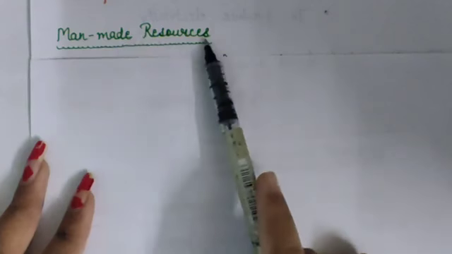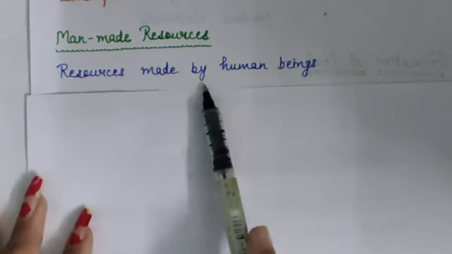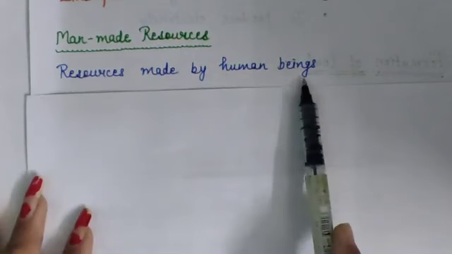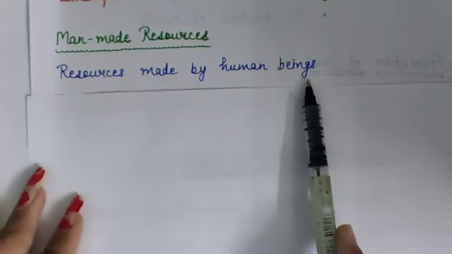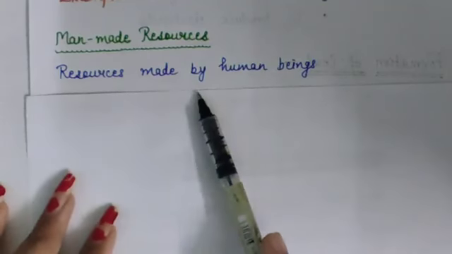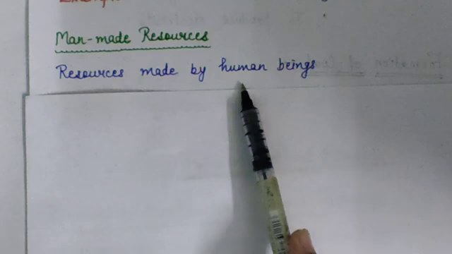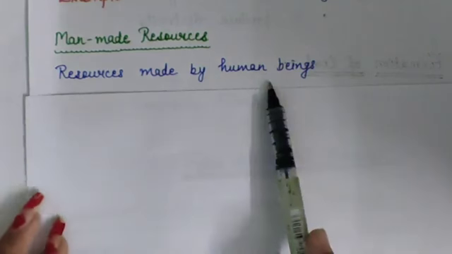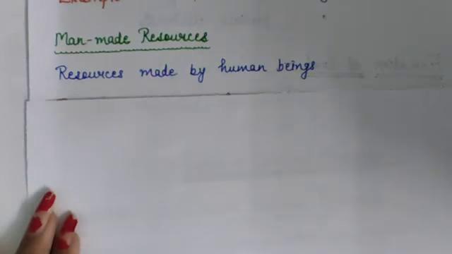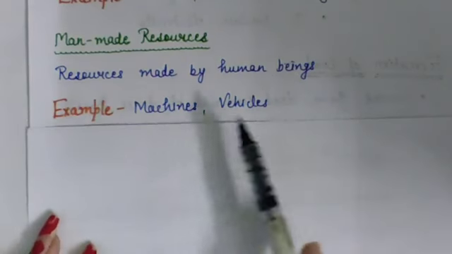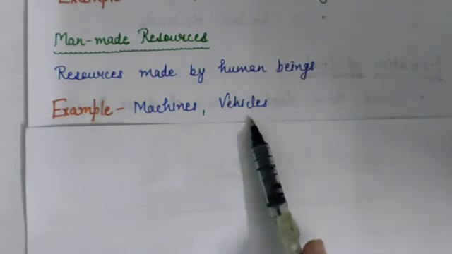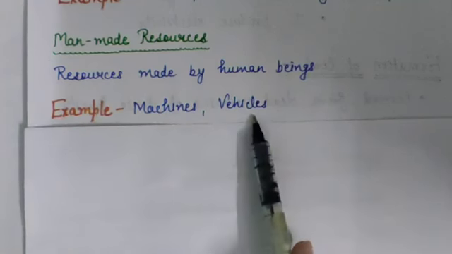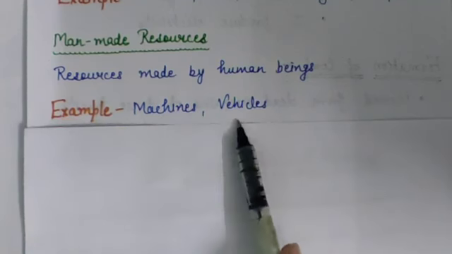Now what about man-made resources? The resources made by human beings are called man-made resources. Means the resources made by us which are not found in nature. Examples are machines and vehicles. They are made by us. They are not found in nature. That's why machines and vehicles, all the vehicles, are called man-made resources.